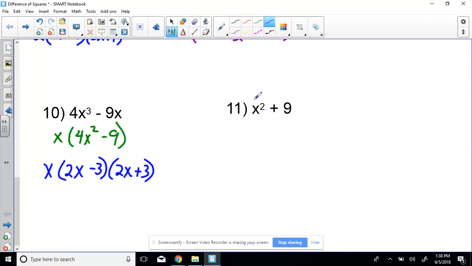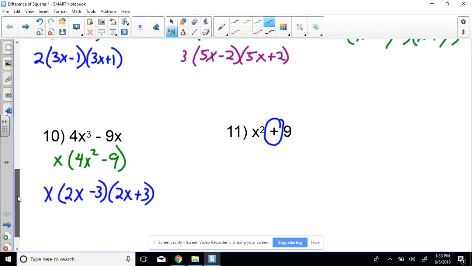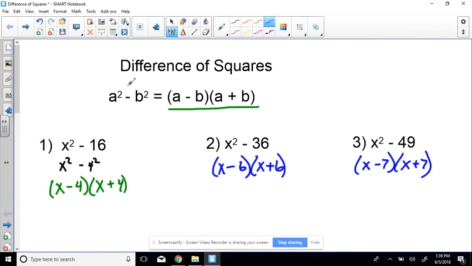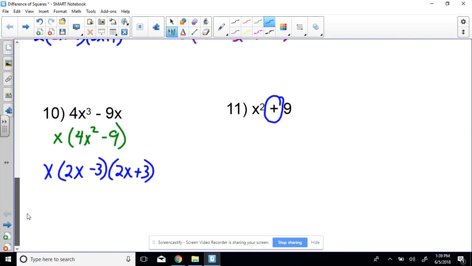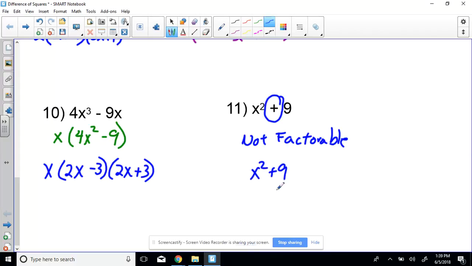Now let's look at this one. Can we take the square root of this? Yes. Can you take the square root of 9? Yes. But notice there is a plus sign. If you remember back, if you look all the way up here at the formula, see how there is a minus sign here. Remember I told you that it has to be a minus sign. Since this is a plus sign, it is not factorable. So your answer is just going to be x squared plus 9. We can't do anything with it.